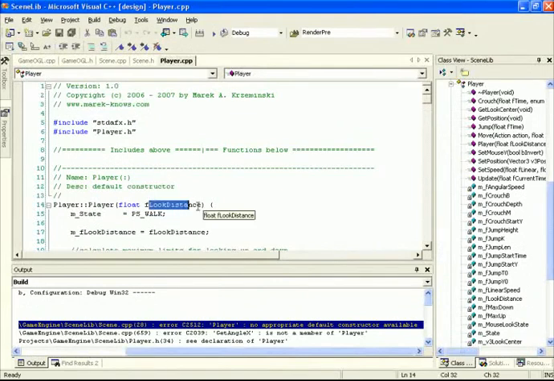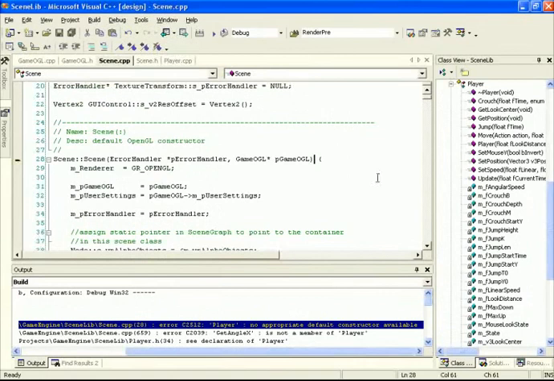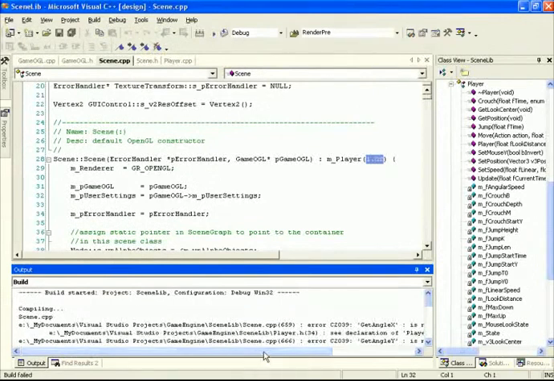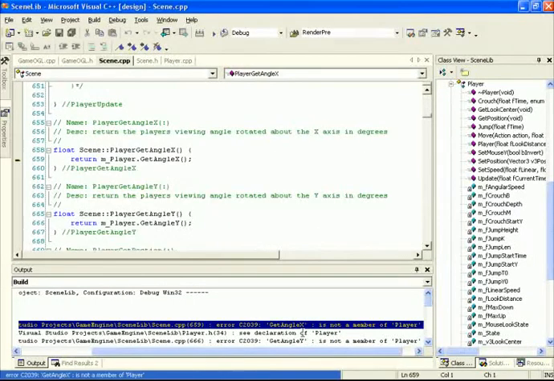To do this, we can go into our scene's constructor, and right at the very end here, just add colon, m_player, and pass in the value you want to initialize your constructor to. So we're setting it to be 1 here. Let's just save this and try compiling our code again. Get angle x doesn't exist.